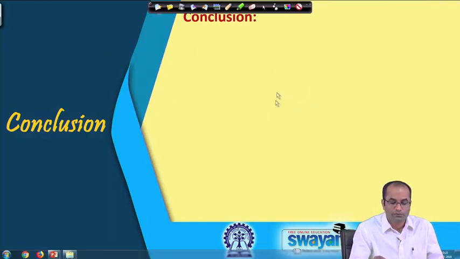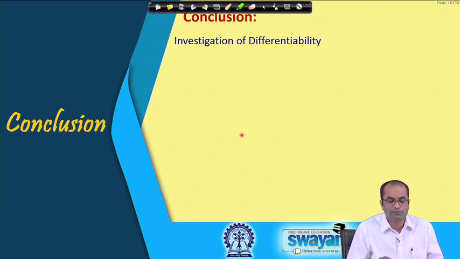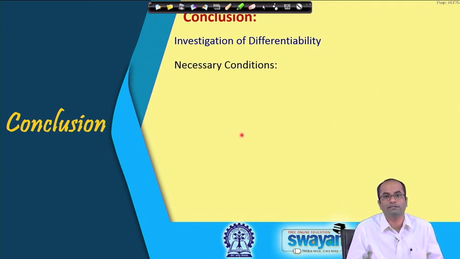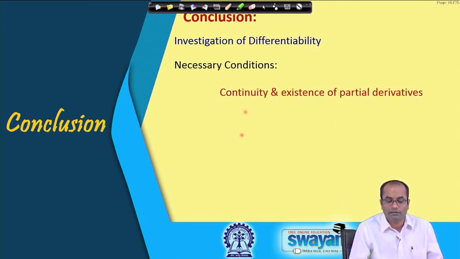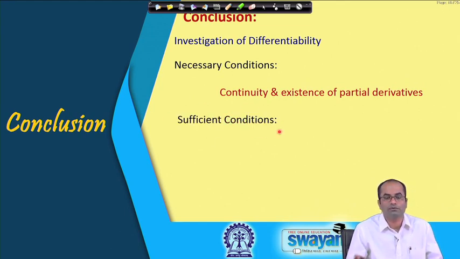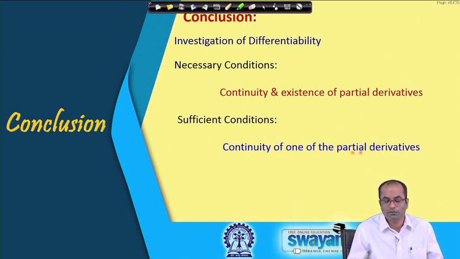So, coming to the conclusion now. What we have observed is that for the investigation of differentiability we can use the necessary conditions, that is, the continuity and the existence of partial derivatives. If one of them is violated, then we can prove that the function is not differentiable, or using the sufficient conditions also we can discuss the differentiability of a function. So, the continuity of the partial derivatives is sufficient for the differentiability of the function.